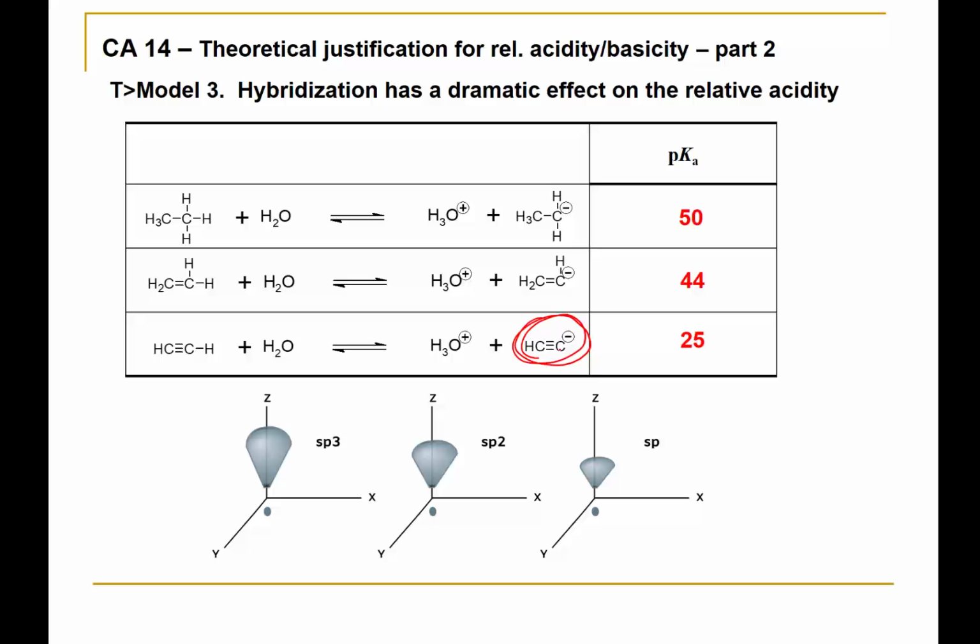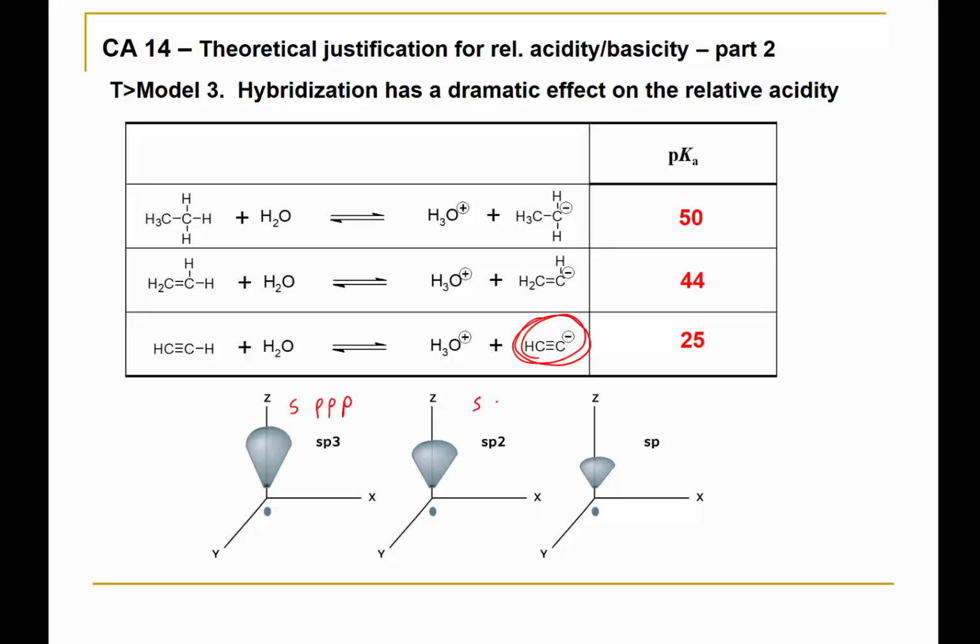So why is this? It has to do with the hybridization of the carbon compared to the hybridization of the carbon in the conjugate base at the top. Now, I want to remind you about the different hybridizations, and I've made this sketch of sp3, sp2, and sp hybridized carbons. In terms of sp3 hybridization, this occurs when one s and three p orbitals come together.